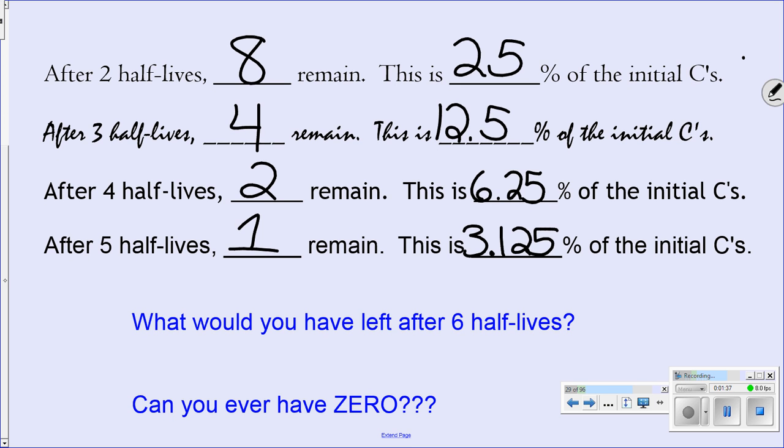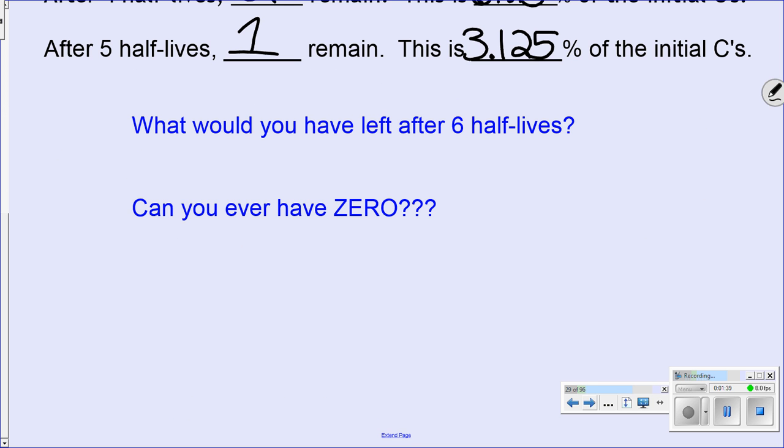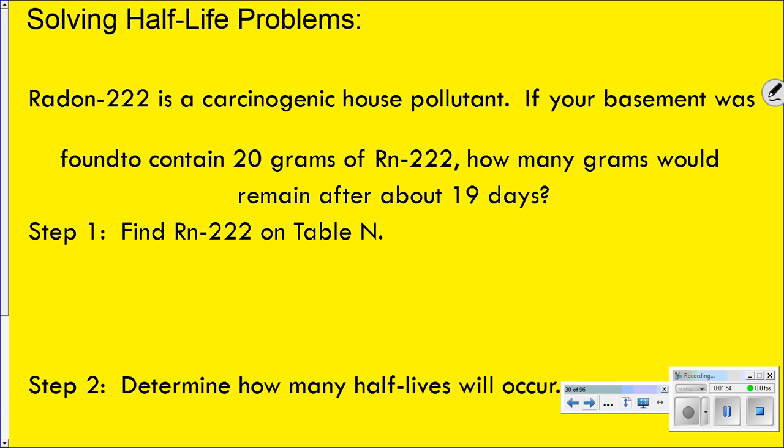Now, if we continue to go from here, we would never end up with 0. So after 6 half-lives, we would actually have 0.5 of a carbon. We would never actually go to 0. We're actually going to show this in the Hetzanium lab. Also, we'll just do a little simulation of this. To solve half-life problems, you're going to need reference table N.